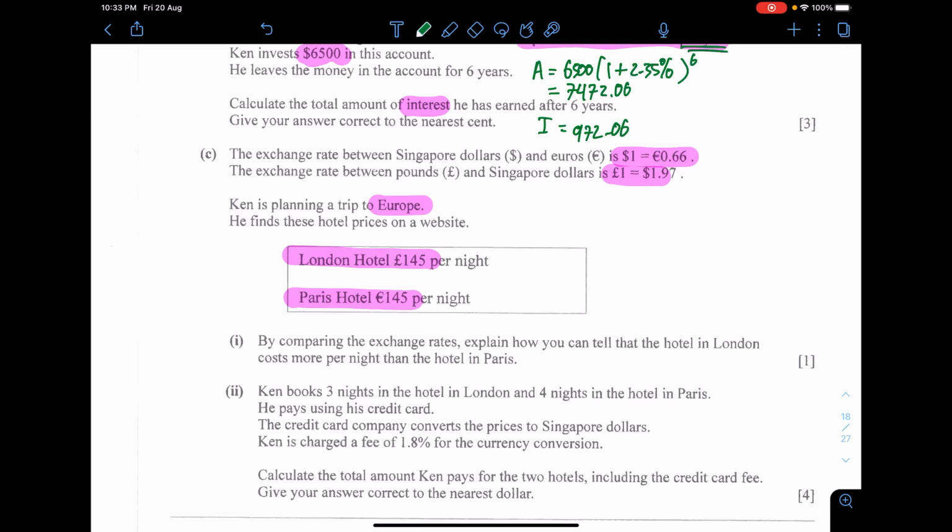The London hotel is priced in pound sterling. 1 pound is 1.97 Singapore dollars, multiplied by 145, and that will be 285.65 Singapore dollars. Okay, and then the other comparison is $1 for 0.66 euro. I need to make this into 145 euro.